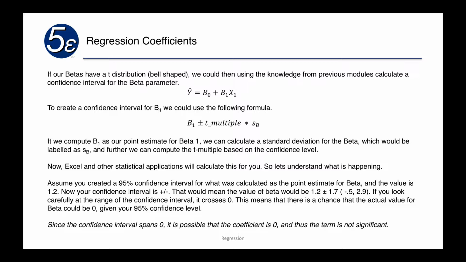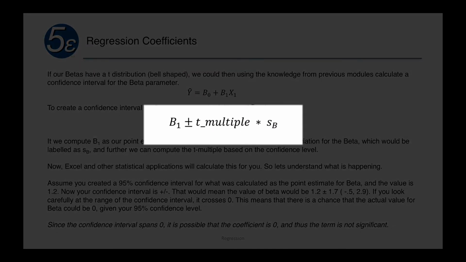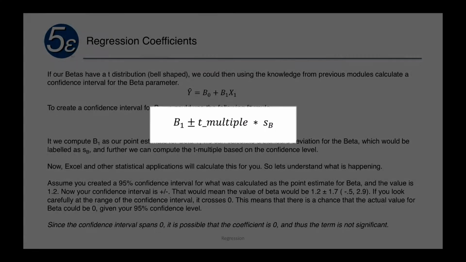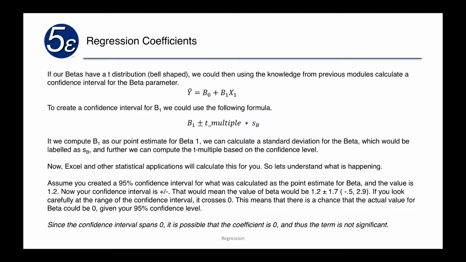And if you remember from the modules, we had this formula. We had some term, our point estimate, which in this case is b1, plus a t-multiple times our standard deviation of beta. If we compute b1 as the point estimate, we can calculate the standard deviation for the beta, which would be labeled as SB. And thus, we can compute a t-multiple based on the confidence level as well. Now, in Excel, the statistical applications are going to do this for you. But let's understand what's happening.